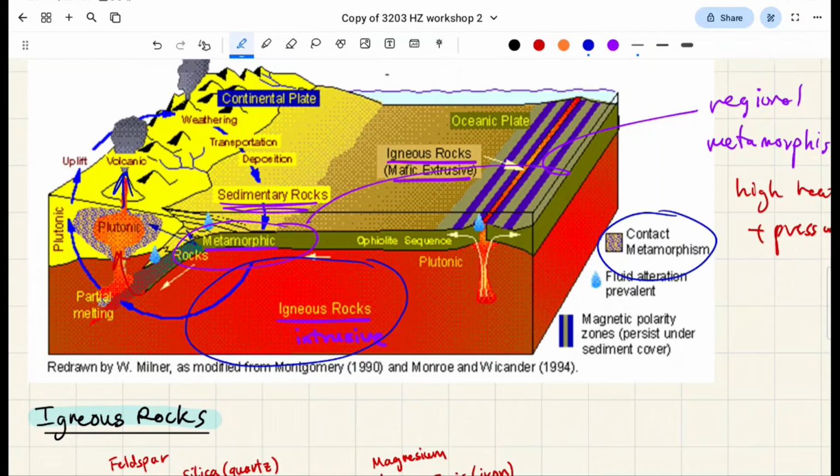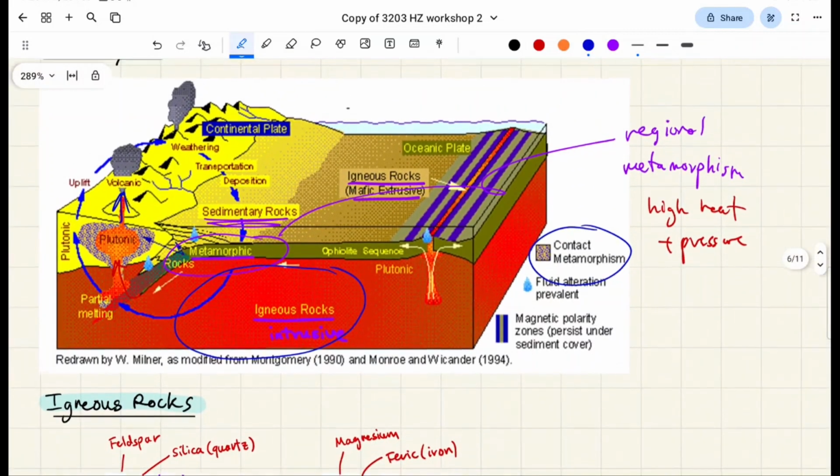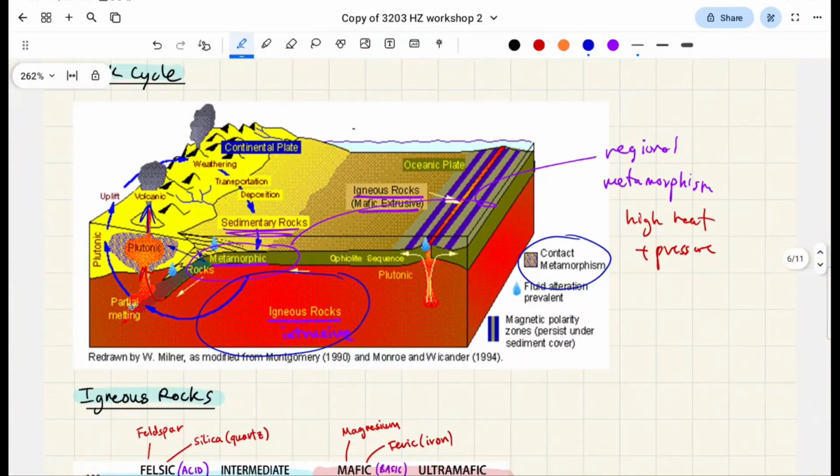Does anyone have questions? That's roughly how it goes, right? You might see this in the midterm. This is a pretty common diagram where they want you to list where you find all the types of rocks and explain why. So just keep that in mind.